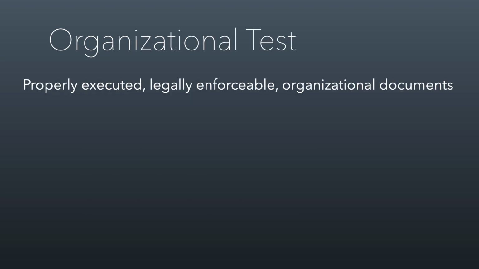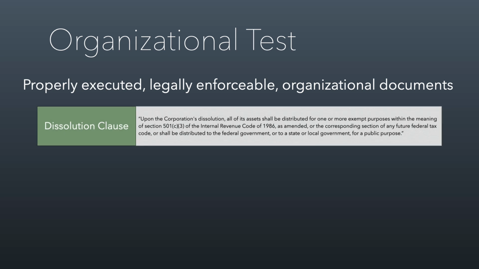For the organizational test, we're going to look for properly executed, legally enforceable organizational documents. This may slightly ring a bell. What we're talking about here are bylaws and articles of incorporation. We're going to look at your articles and your bylaws for evidence of these things. We're going to look to see if there's a dissolution clause. Do you say in there that if you dissolve, you'll give all the remaining assets to a charity or to the government? So if your charity dissolves and doesn't operate anymore, what happens to the leftover money? You're going to have to give the money to another charity or to the government because you have this clause in your documents.